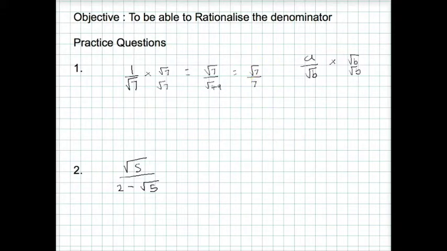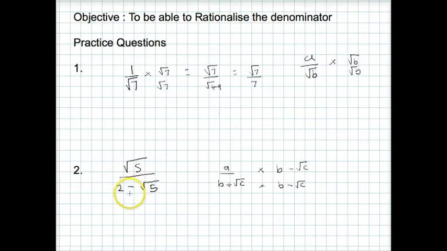Question 2 then. This is slightly different because we've got this more complicated term on the bottom here. If you've got something that is in the form of A over B plus root C, what you have to multiply top and bottom by this time is B minus root C. So we multiply both the top and the bottom by b minus root c.